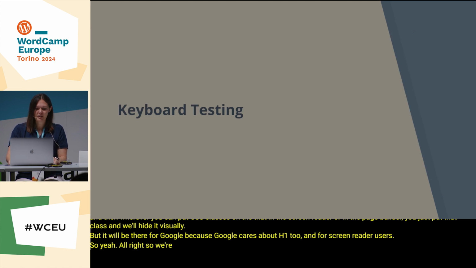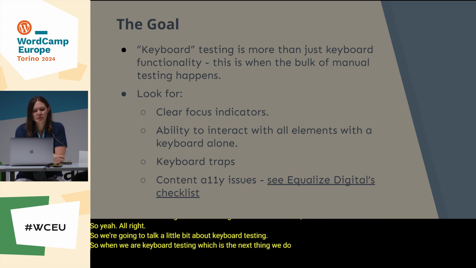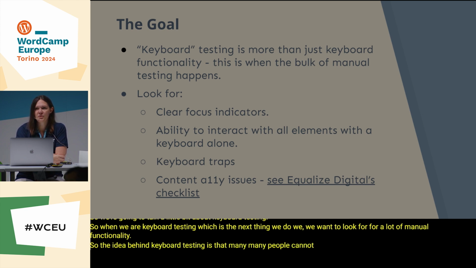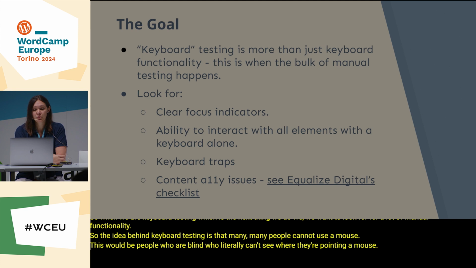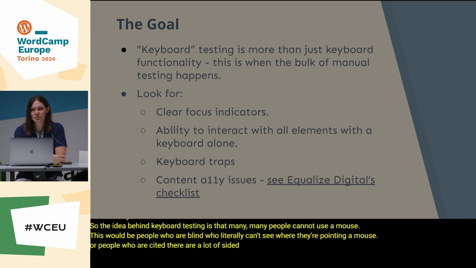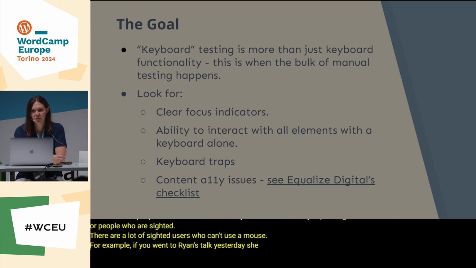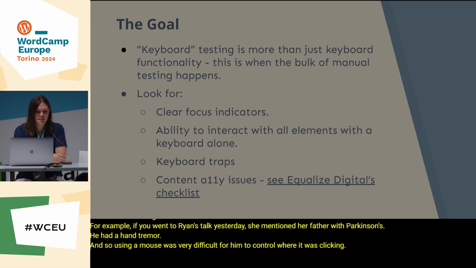So we're going to talk a little bit about keyboard testing. When we are keyboard testing, which is the next thing we do, we want to look for a lot of manual functionality. The idea behind keyboard testing is that many, many people cannot use a mouse. This would be people who are blind, who literally can't see where they're pointing a mouse, or people who are sighted. There are a lot of sighted users who can't use a mouse. For example, if you went to Rion's talk yesterday, she mentioned her father with Parkinson's. He had a hand tremor, and so using a mouse was very difficult for him to control where it was clicking. So there are instances of that.